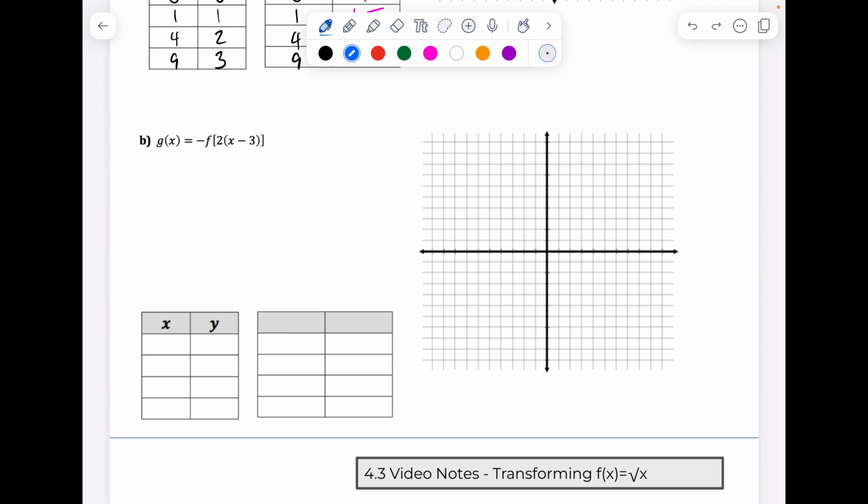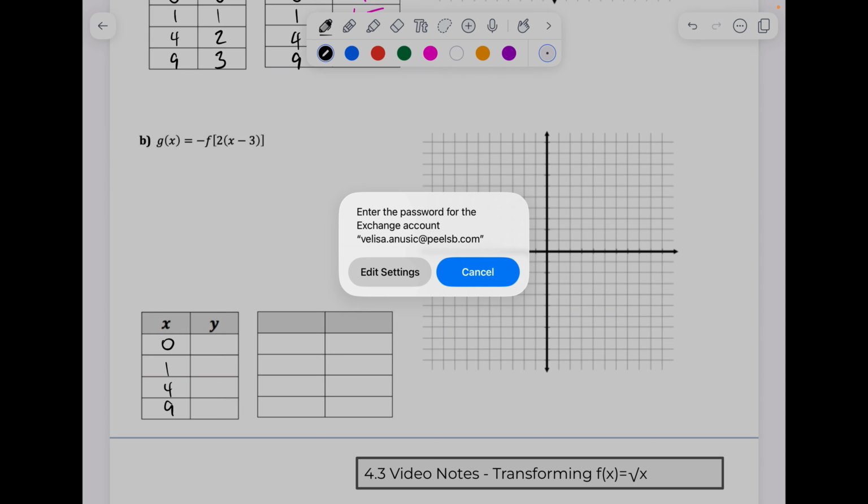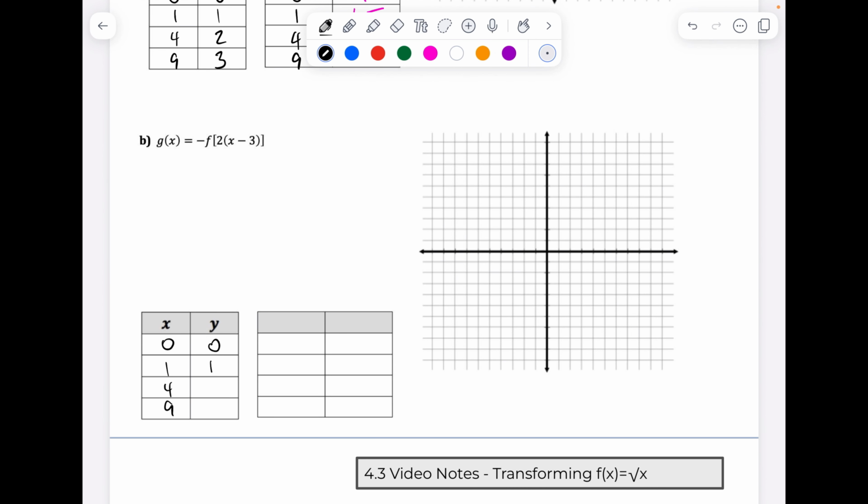All right, let's do this one. So here, again, 0, 1, 4, 9, root 0 is 0, root 1 is 1, root 4 is 2, root 9 is 3. So I'm going to plot that. There's my base. Now let's look at the translations. So vertical, reflection. Okay, so that's the only vertical thing that's happening.